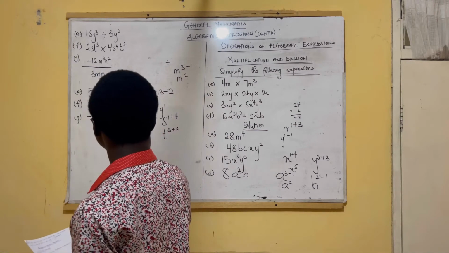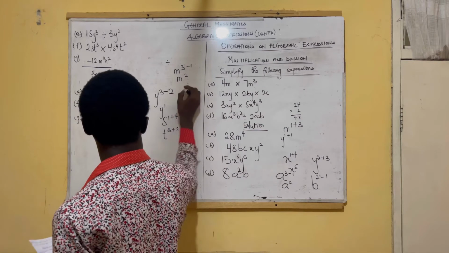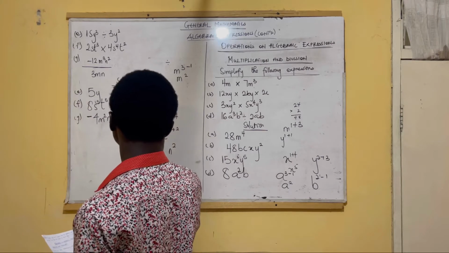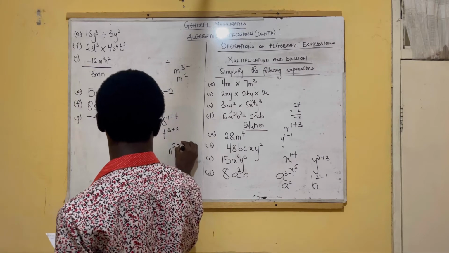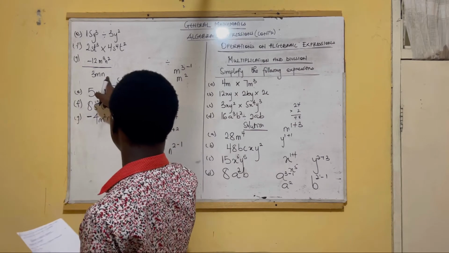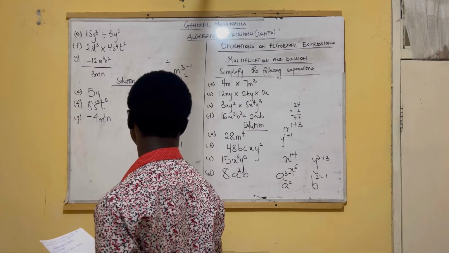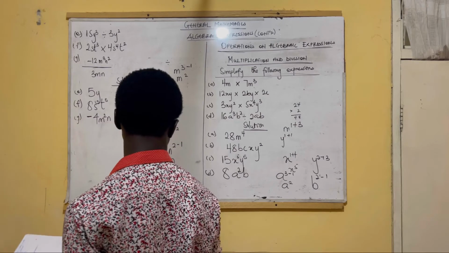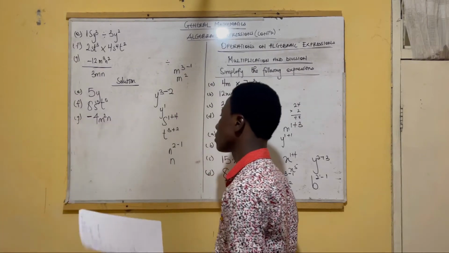And then n has a power of 2 up there. All right. So because they are dividing, you subtract the powers. 2 minus 1. And the power at the denominator is 1. And of course, you have n exponent 1. And I just said it, you don't write it. All right.